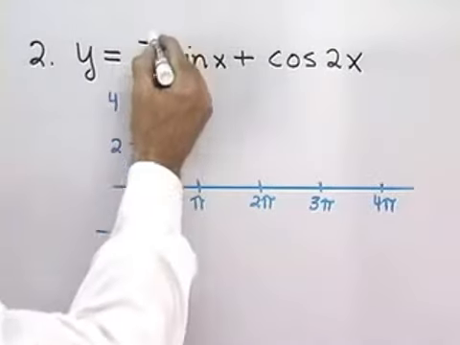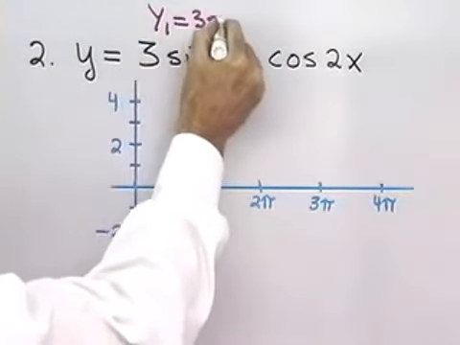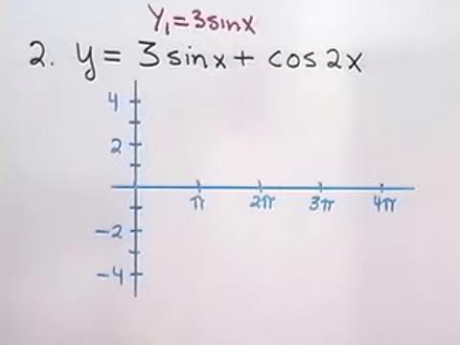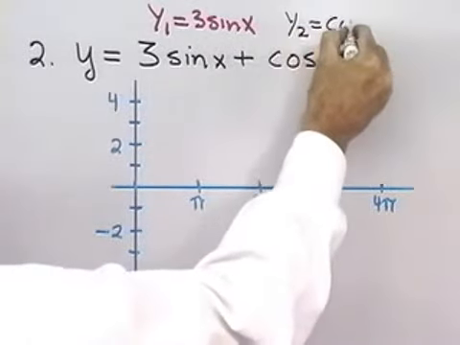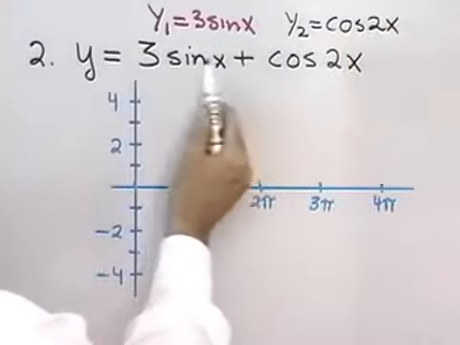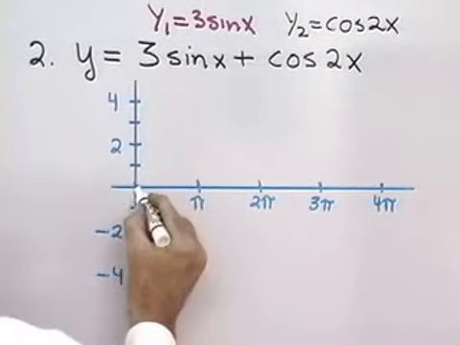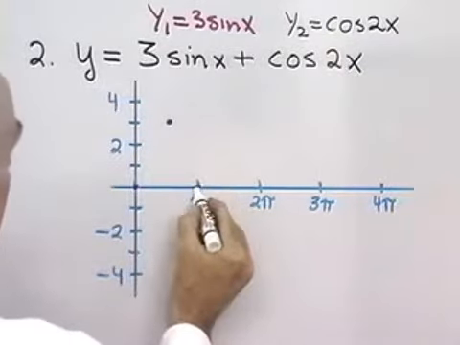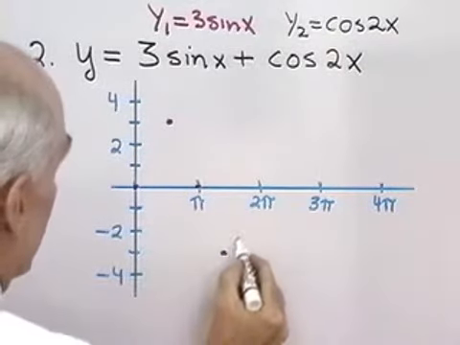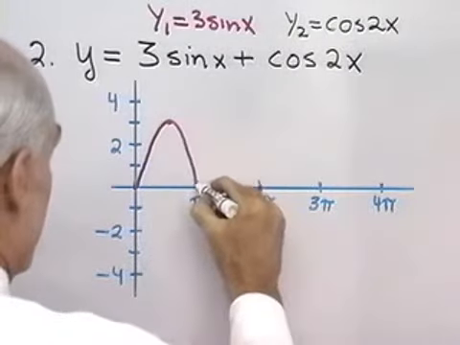So let's let y1 be equal to 3 sine x, and let's let y2 be equal to cosine 2x. So first, let's graph y1 equals 3 sine x. That's going to be a sine curve with an amplitude of 3. So it will start at 0. It will go up to 3, back down to 0, down to negative 3, and back up to 0. So I'll get a curve that looks like this.